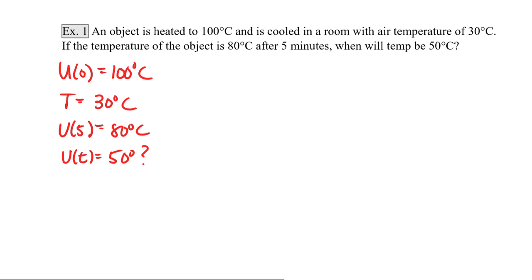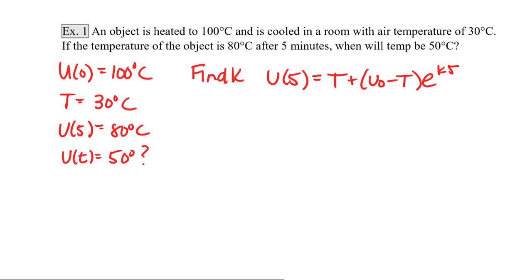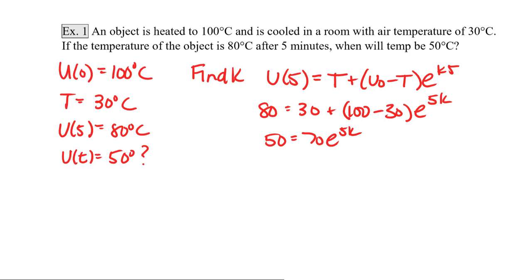In order for us to answer this, we're going to have to take the given information and calculate what our k is equal to. So I'm going to plug my values in so that I can find k, and we'll say that U of 5 is equal to T plus U of 0 minus T, e to the k times 5. I'll replace U of 5 with 80, T with 30, U of 0 is 100, minus 30, and e to the 5k. If I subtract 30, I get 50. 100 minus 30 is 70, e to the 5k.